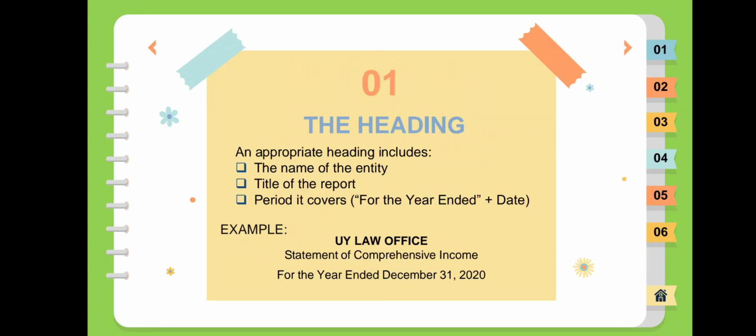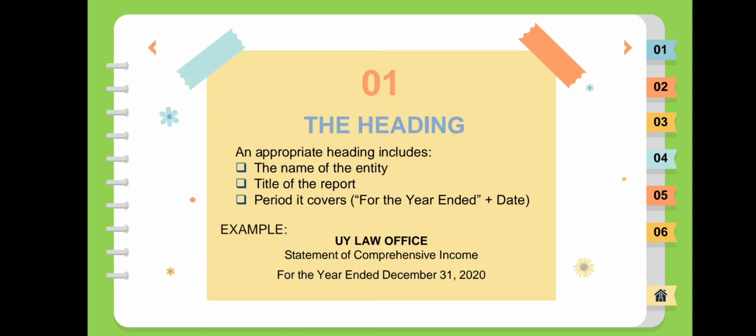Starting with the heading. So ito yung pinakaunang data na makikita nyo sa SCI or Statement of Comprehensive Income. So an appropriate heading includes these 3 parts. We have the first one, the name of the entity or the name of the business. So for our example, we have Uy Law Office. So this is the name of the law firm.